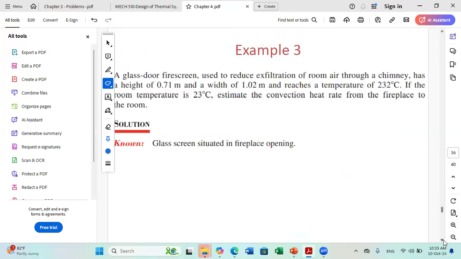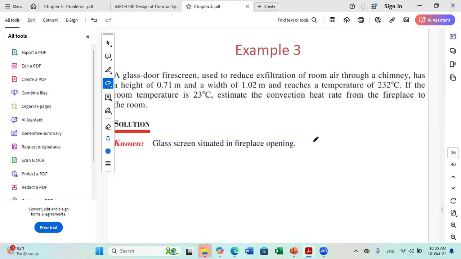Okay, another problem. A glass door fire screen used to reduce exfiltration of room air through a chimney has a height of 0.71 meter and a width of 1.02 meters and reaches a temperature of 232 degrees. If the room temperature is 23 degrees, estimate the convection heat rate from the fireplace to the room.